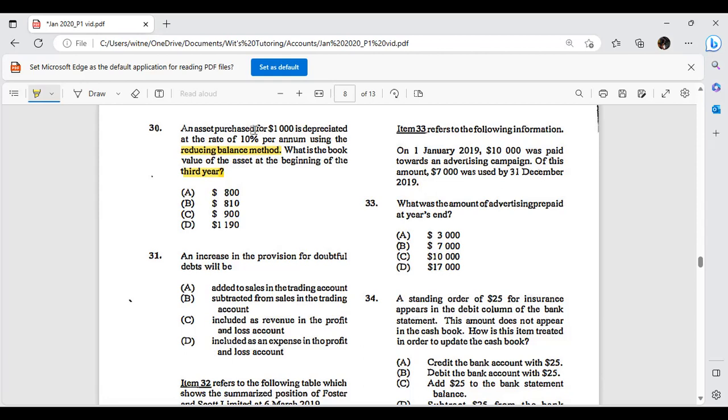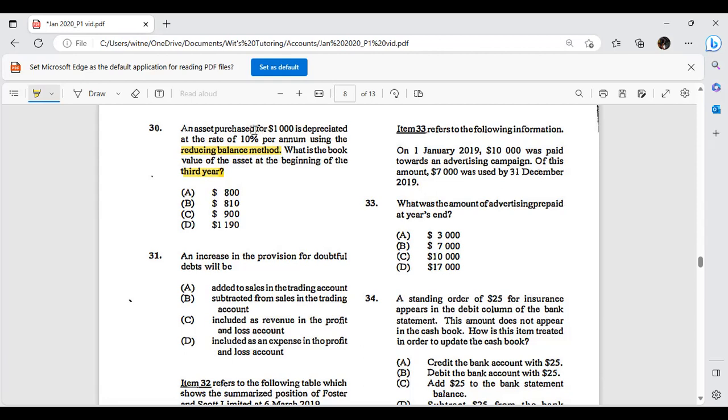Remember, net book value is your cost minus accumulated depreciation. So in year one, you take the percentage and multiply it by your net book value. That's how you use the reducing balance method. In year one, it's going to be 10% of $1,000. 10% of 1,000 is how much? 100. That's the depreciation for year one.